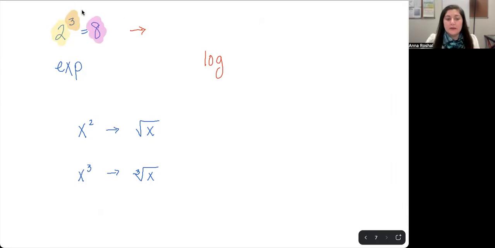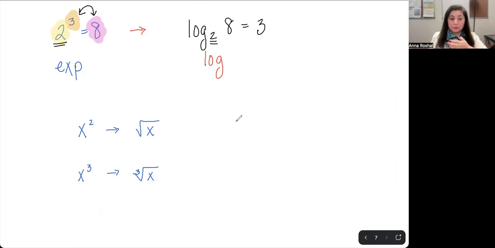However, in the logarithmic function, these two are going to switch places. Meaning, I'm going to have log base 2. See how the 2 is the base? The 2 is still the base. But now it's going to be log base 2 of 8 is going to become 3. Your job as an Algebra 2 student is to be able to go backwards and forwards from exponential to logarithmic and from logarithmic to exponential.